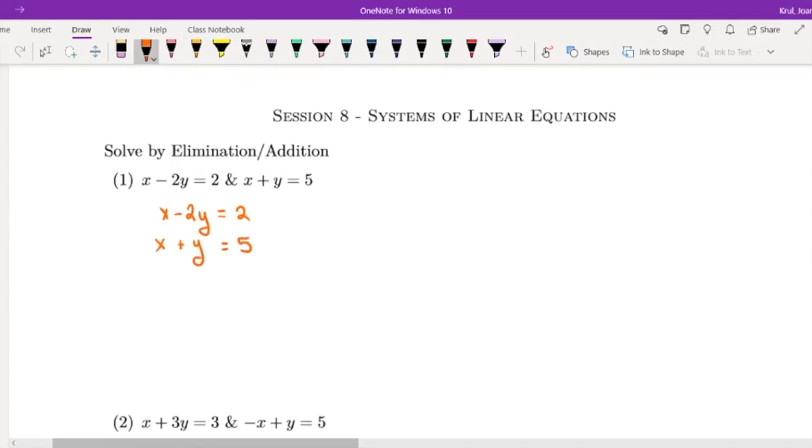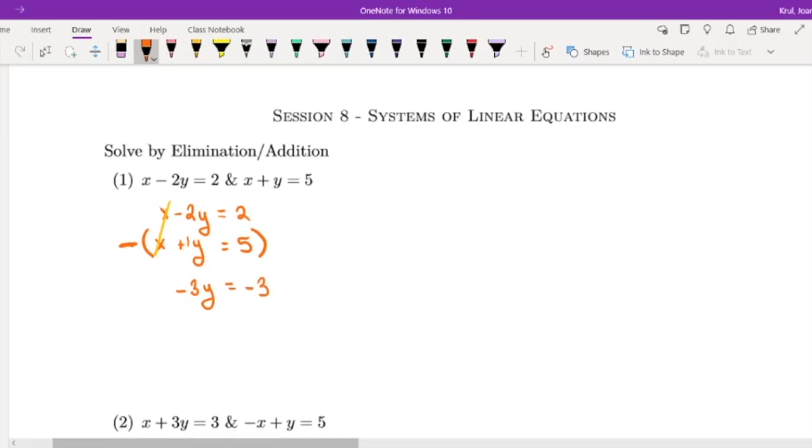Okay, and then you're going to take a look at the variables themselves and see if any of them match. If any of them match, like for example 1x and 1x, we can actually eliminate that variable by adding or subtracting the equations together. In this case, the only way that we can eliminate x is if we subtract this entire equation from the first one. So in other words, x minus x cancels out. Negative 2y minus 1y is negative 3y, and 2 minus 5 is negative 3.